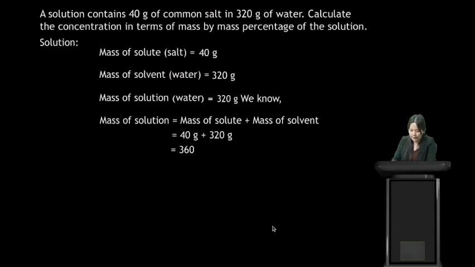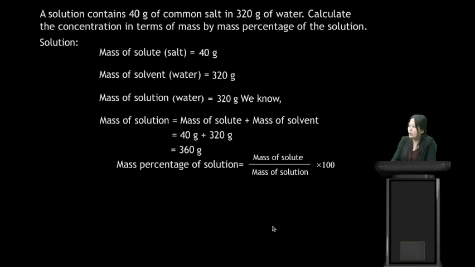Then we have the formula. If the solute is solid, the concentration of solution, or mass percentage of solution, is equal to mass of solute by mass of solution into 100. So mass of solute is 40 here, mass of solution is 360, into 100, we get 11.1%. So the mass percentage of the given solution is 11.1%.